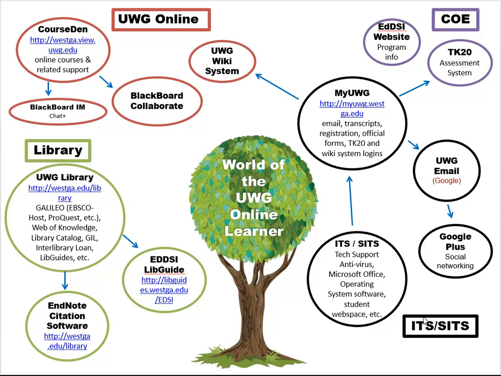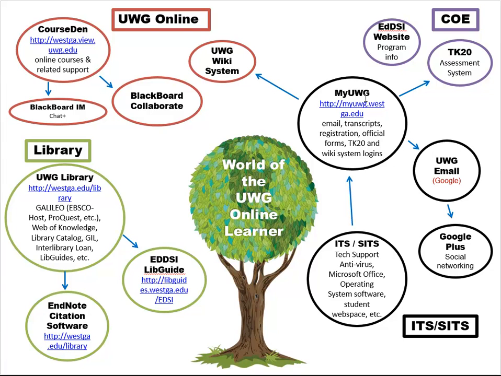You can also look on their numerous web pages. If you just Google ITS West GA, you will find lots and lots of information about all the things that they oversee and help you with. They're also, of course, responsible for helping you get into My UWG if your login fails, because that single login also ties to Courseware. It ties to your UWG email, which is a Google email. So they're there to help you if you have some kind of problems.